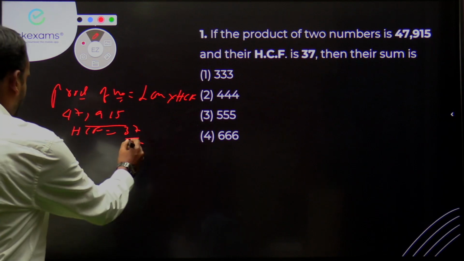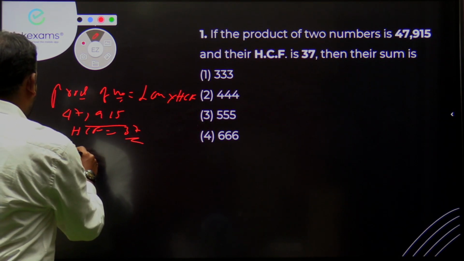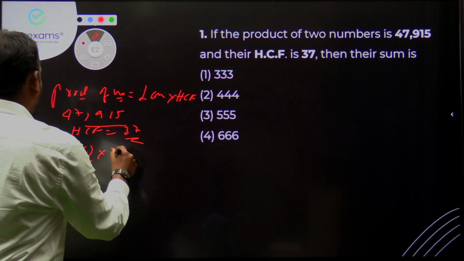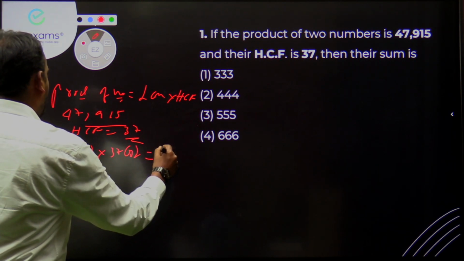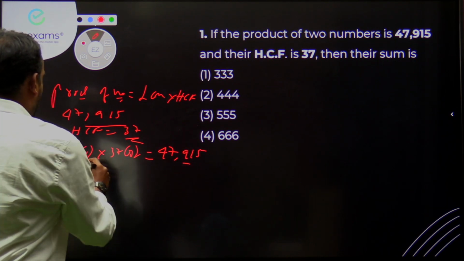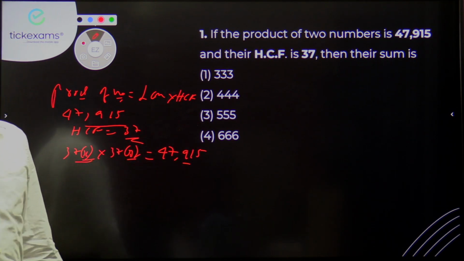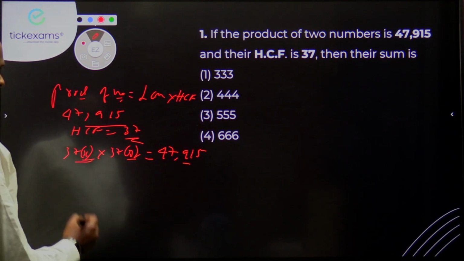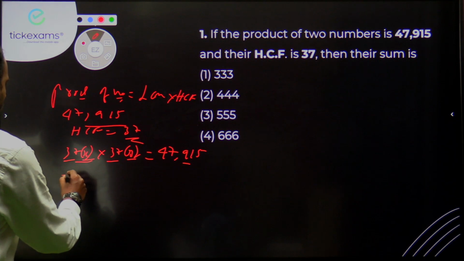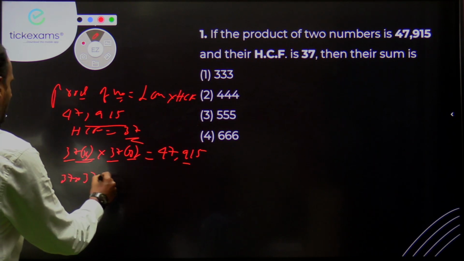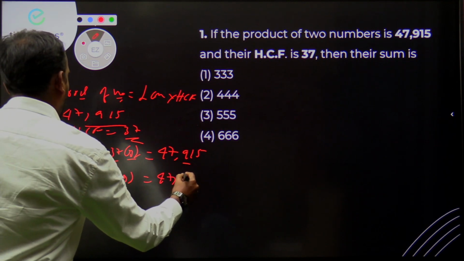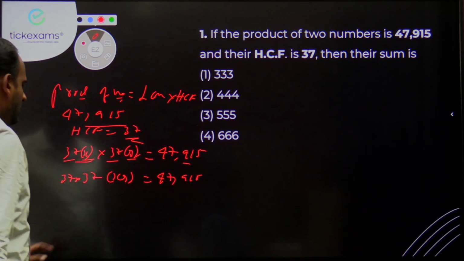We will assume two numbers using this, that is 37x and 37y. This should give us the value 47,915, where x and y are co-primes. Okay. So now we will multiply 37 into 37, then into x into y. This will give us 47,915. This is what we should get.